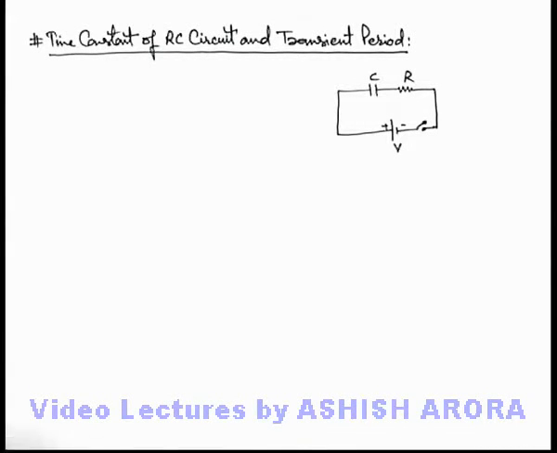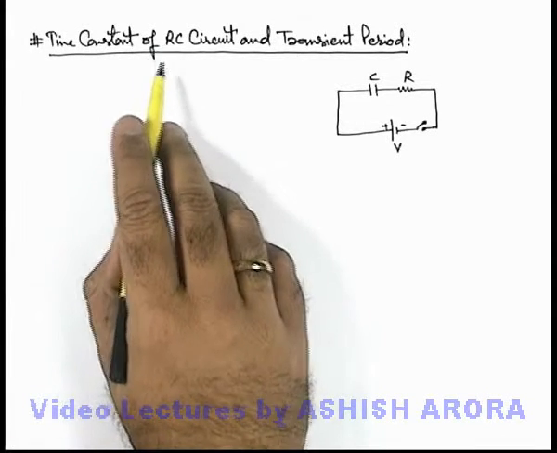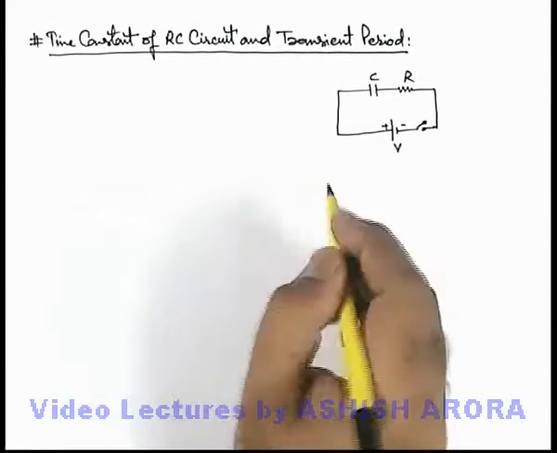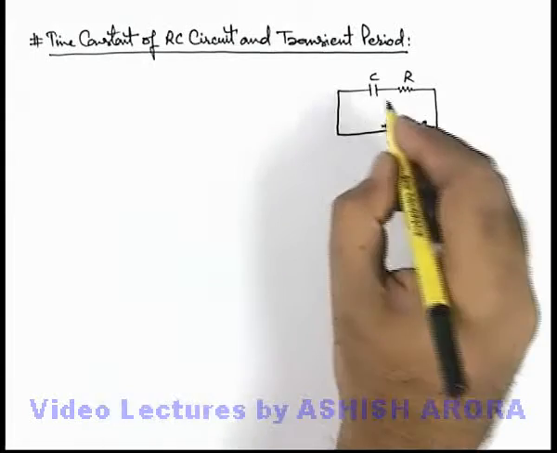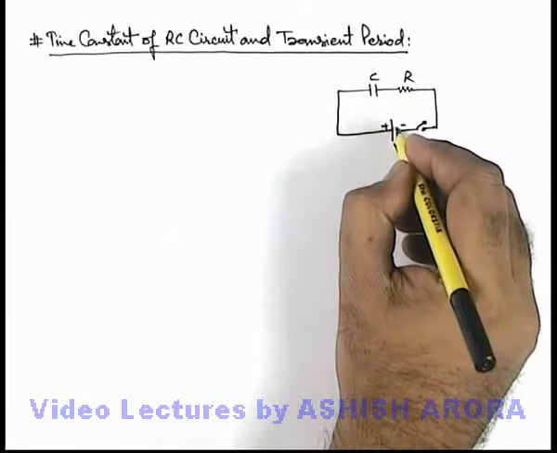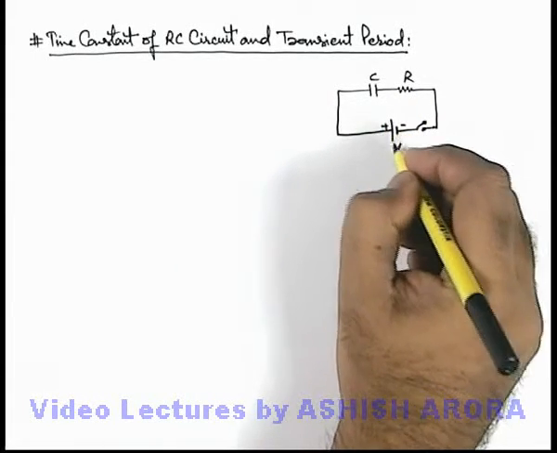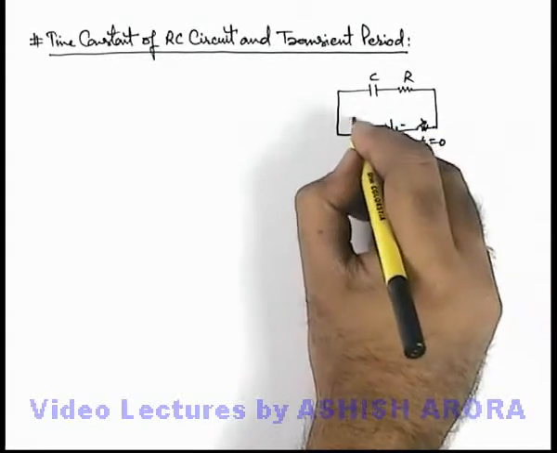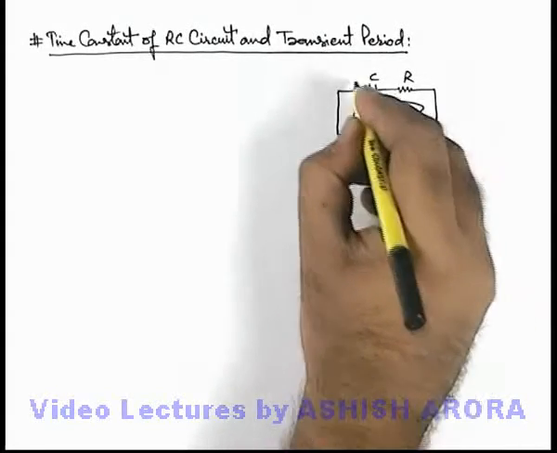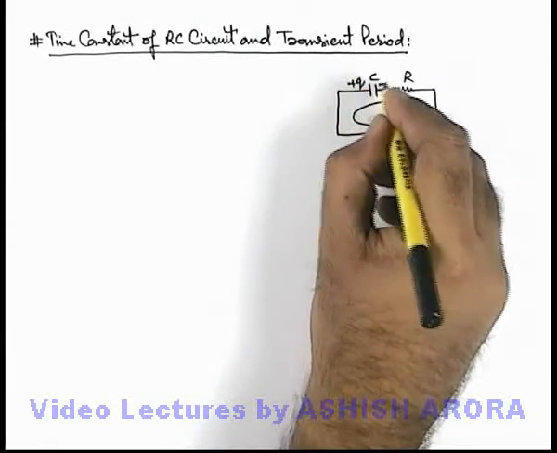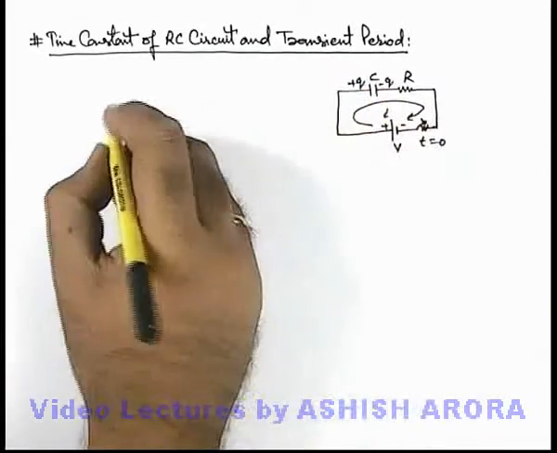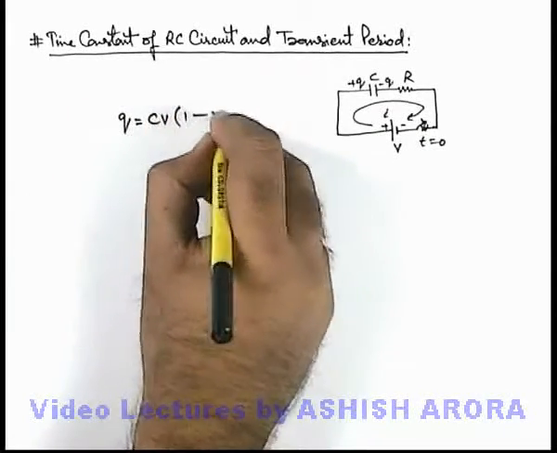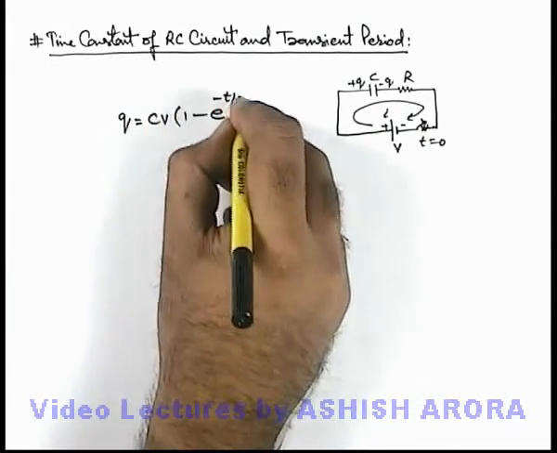Let us now discuss the time constant of a given RC circuit and the transient period. We already discussed in the previous section that in a given RC circuit connected across a DC voltage source with EMF V, we close the switch at t equal to 0, a current flows through it and it deposits charge plus Q, minus Q on the capacitor, and the value of charge as a function of time is given as CV(1 minus e to the power minus t by RC).